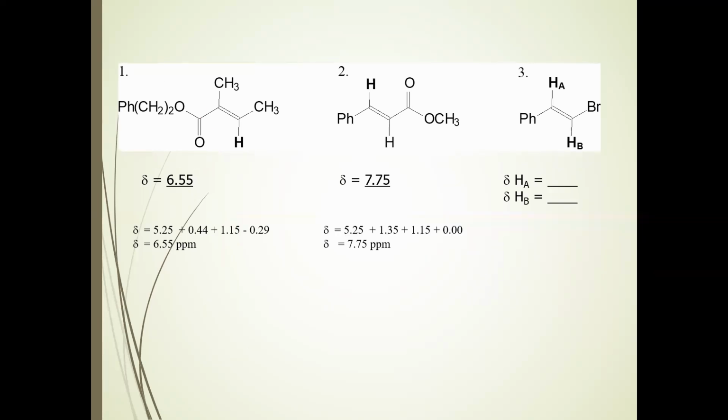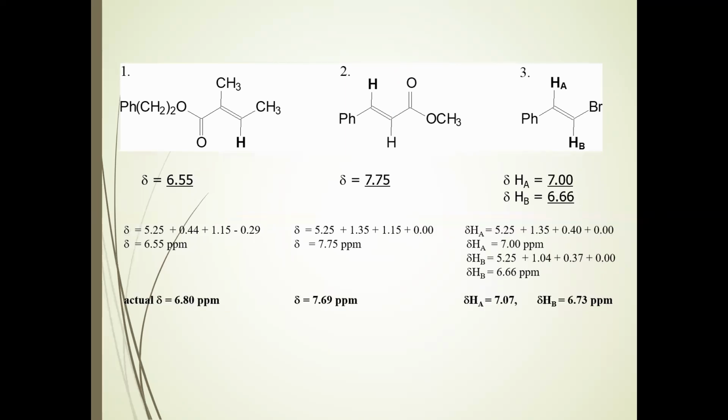The next one is also shown, 7.75. Again, the calculations are shown. And again, we do have an ester for this as well. And then for the last one, we have calculations for both HA and HB. So we could have done both hydrogens in compound 2 as well. And they do have different values because, of course, for HA, the geminal group is phenyl. For HB, the geminal group is bromine, and so we have different effects for those.